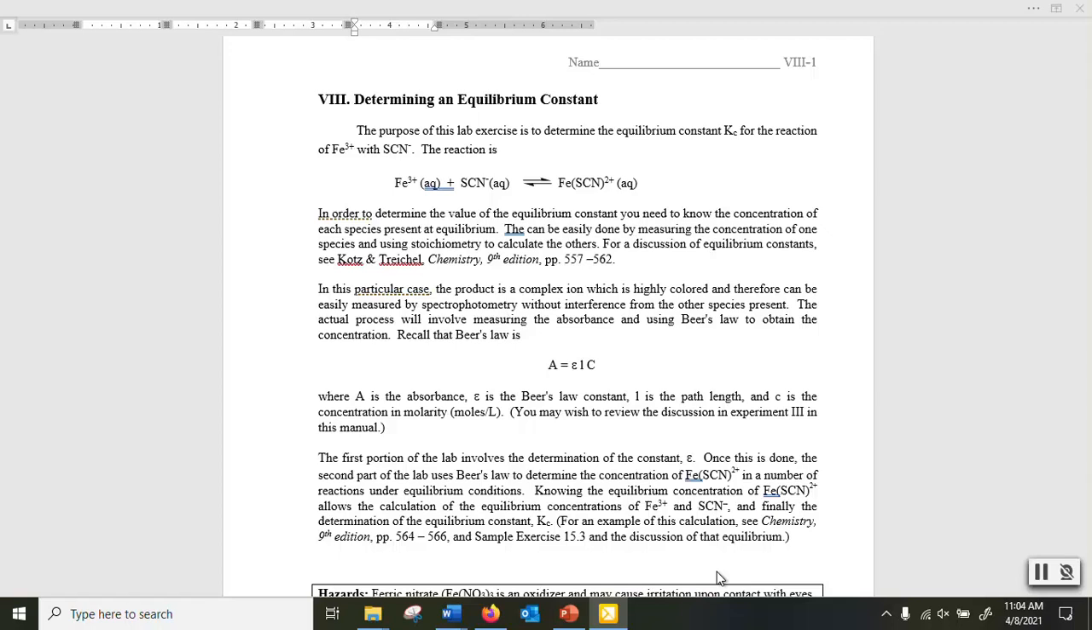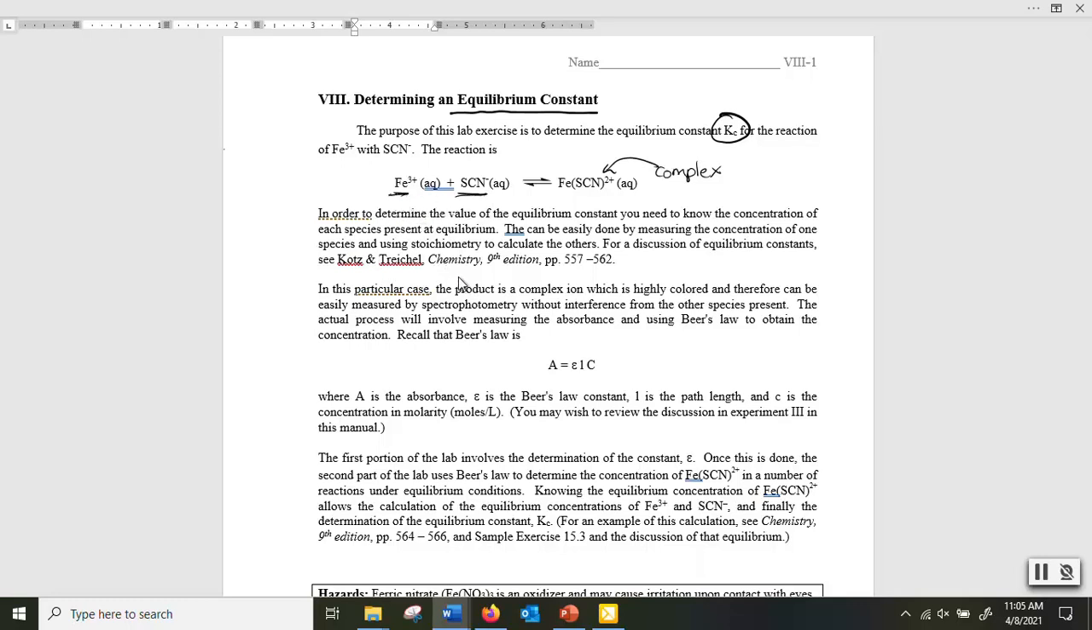Hi, we're going to do the concepts video for determining an equilibrium constant. So the whole point here is to determine a Kc for this particular reaction. This is a complex ion, and it's simply ferric thiocyanate or iron 3 thiocyanate. This is the thiocyanate polyatomic ion. Of course, this is iron 3.